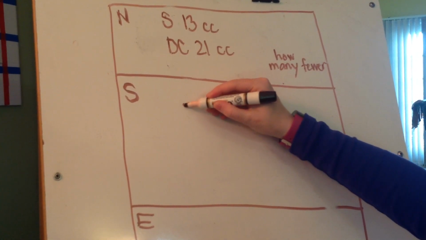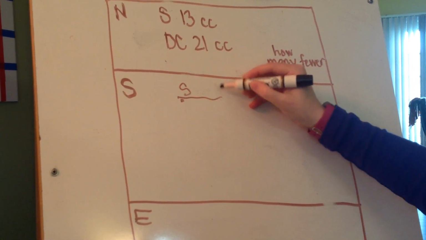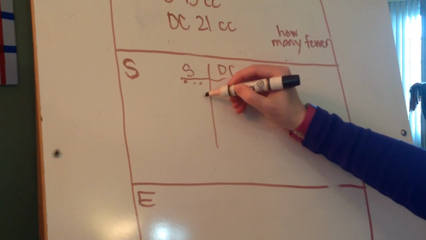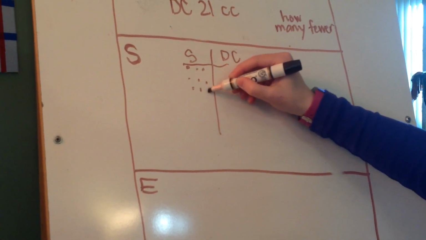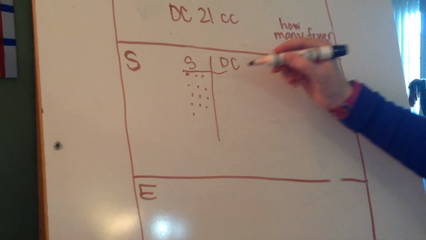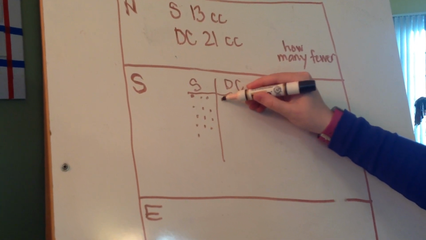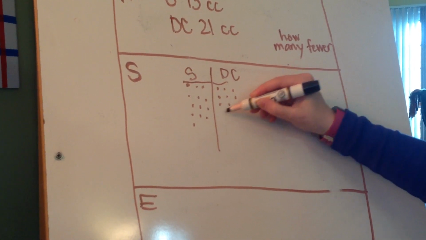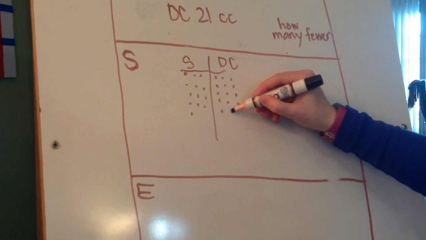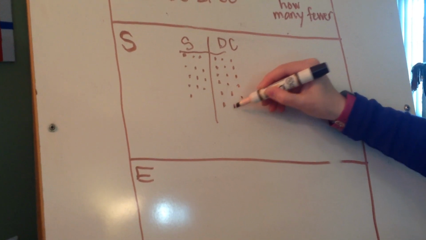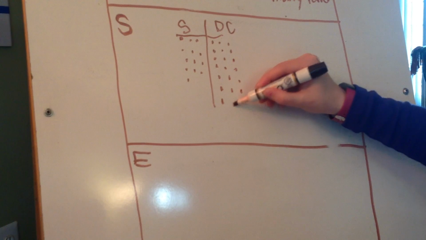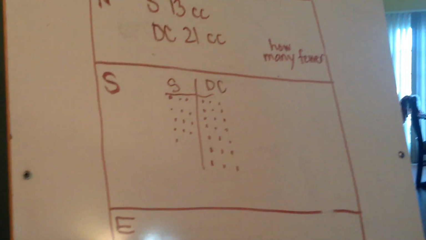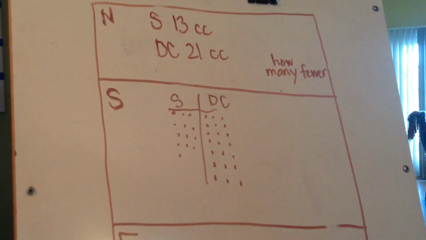I'm going to draw Suji's on this side, and I'm going to draw Dylan's on this side. Suji got 13, and Dylan got 21. All right, even though it's how many fewer, not how many more, we're still comparing.